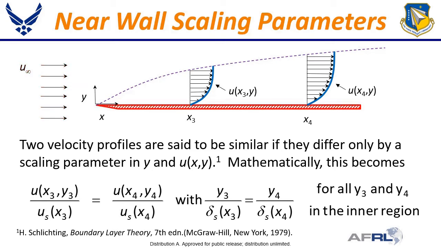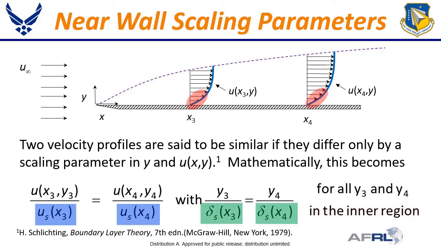Two velocity profiles are said to be similar if they differ only by a scaling parameter in y and u. Mathematically, this is written as this equation. Normally, we are interested in similarity for all y, but similarity for all y is rarely observed in the turbulent boundary layer. So instead, we will look for similarity in the near wall region. What we are interested in is delta sub s and u sub s for the particular case of the near wall region where viscous effects are important.